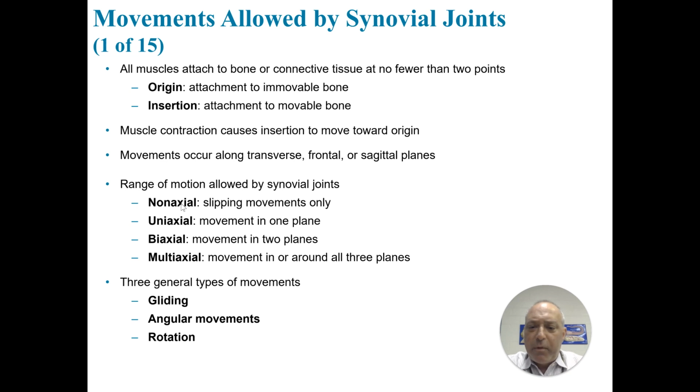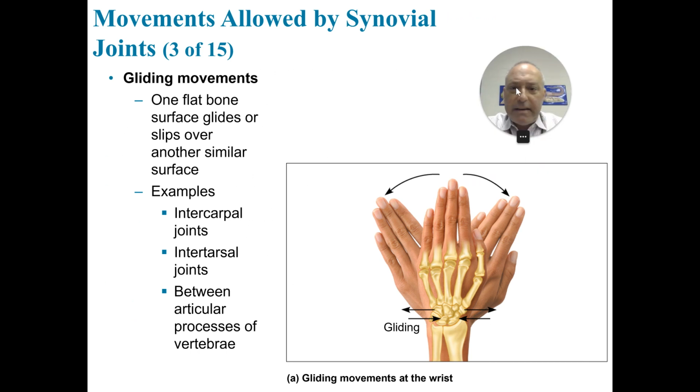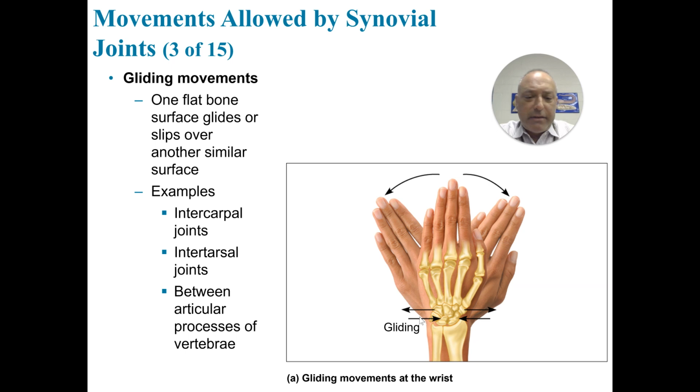But there are different ranges of motion of synovial joints. There's non-axial, which is slipping movements, uniaxial, which is one plane, biaxial, two planes, and multiaxial, three planes or more. Okay, and there are various movements like gliding, angular movements, and rotation. Let's take a look at this synovial joint in the wrist, looking at the flat bones gliding. Examples would be these intercarpal joints, intertarsal joints.